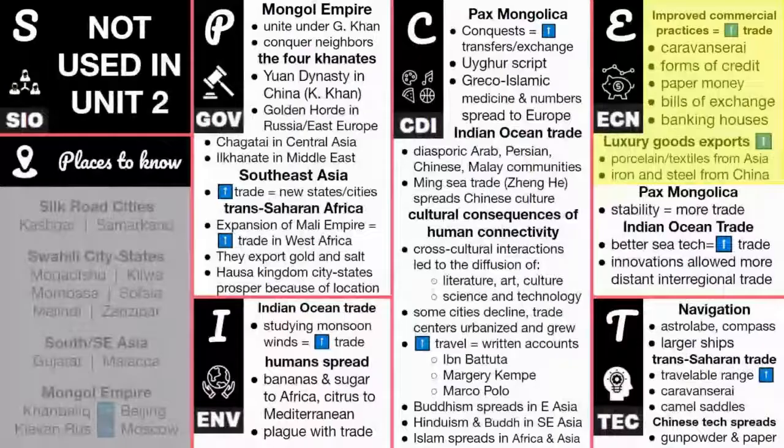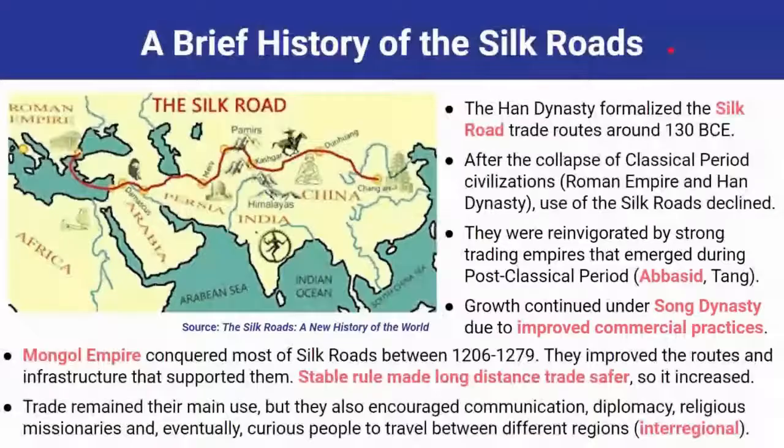So again, the highlighted areas over here are what's pulled from topic 2.1, and I have things grayed out as we've already covered them. So this gives you a brief history of the Silk Roads, which should be kind of review to you because we certainly went through this in World 1 no matter which teacher you had.